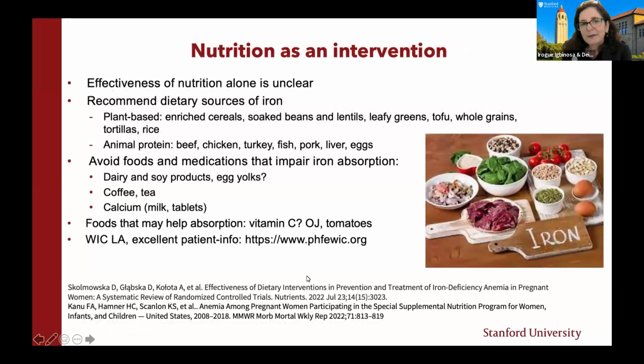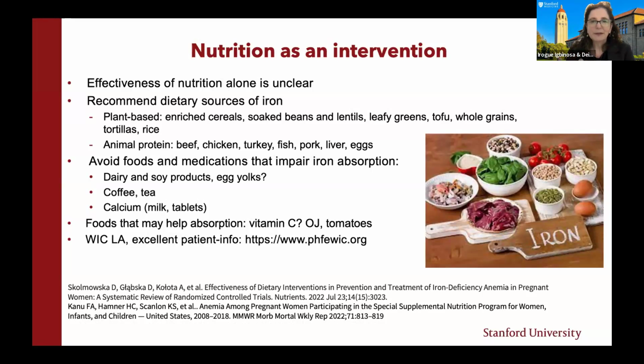I think it's also, finally, important to note that nutrition is an intervention. So when we think about nutrition as an intervention, we know that there aren't great studies of nutrition alone as an intervention. So we don't have really great data there. But there are a lot of really fantastic dietary sources of iron. I've listed here plant-based and animal-based. So enriched cereals are among the highest, soaked beans and lentils, leafy greens, tofu, and so on. Animal protein has the highest amount of iron in this order.